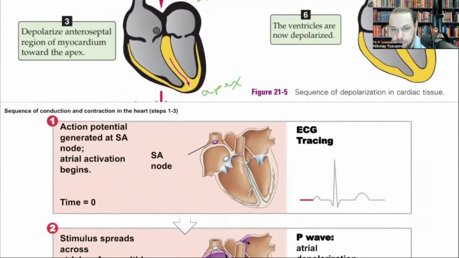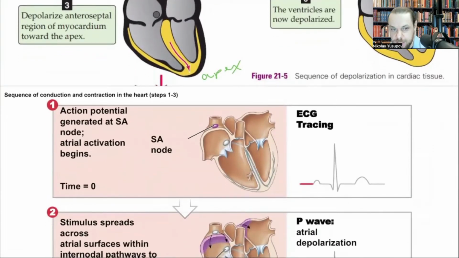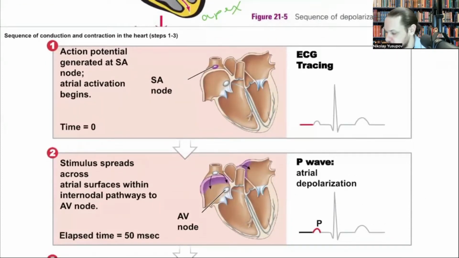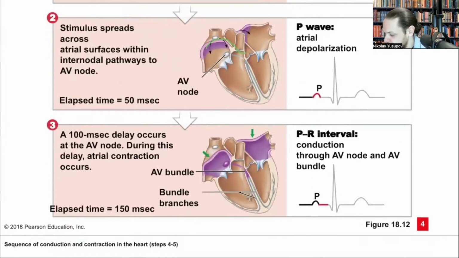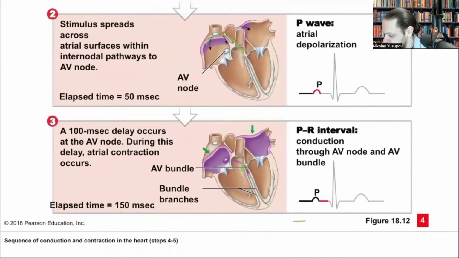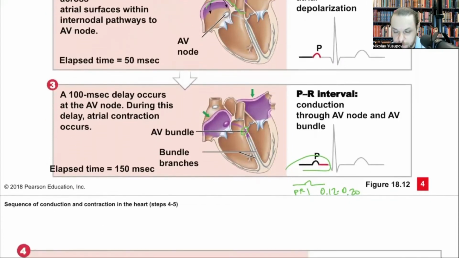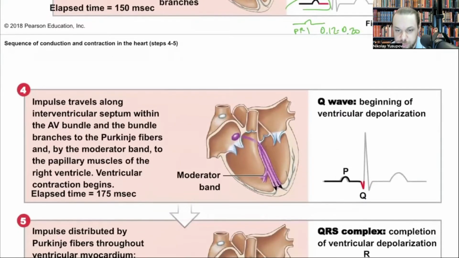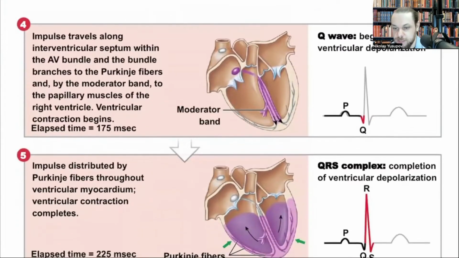And we see that tracing on the EKG. The EKG basically shows the atrial activity, from the SA node all the way up until the AV node, as the impulse is propagating. Up until this point, we call it the PR interval, which is 0.12 to 0.20. This is how the impulse gets to the AV node. And then we have the ventricular response as it goes through the bundle branches and the Purkinje fibers, and we see the QRS.